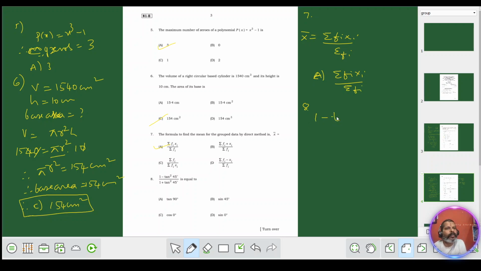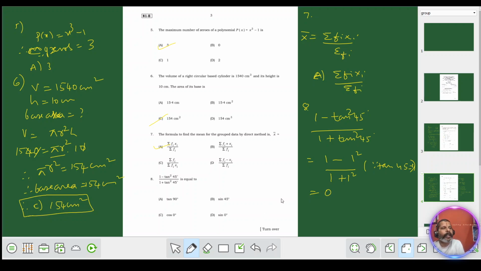So just write that (1 minus tan square 45 degree) by (1 plus tan square 45). Tan 45 is 1, so 1 square is 1, and 1 plus 1 square. Just write the reason: tan 45 equal to 1. 1 minus 1 is 0. Everything is 0, but 0 is not a part of the answer.